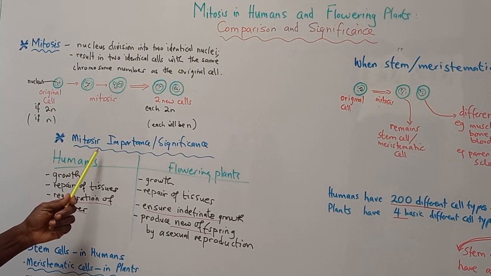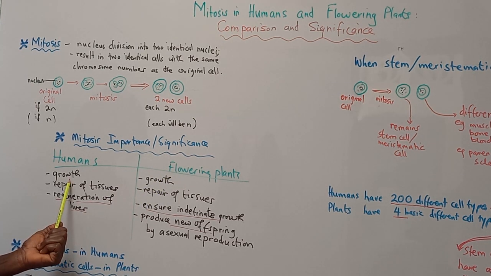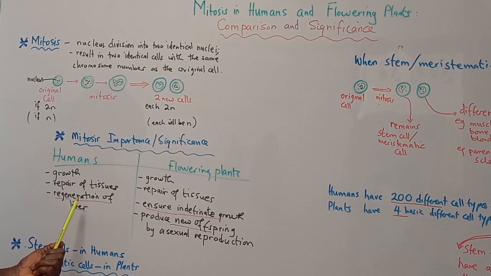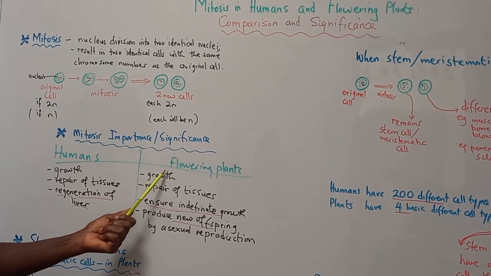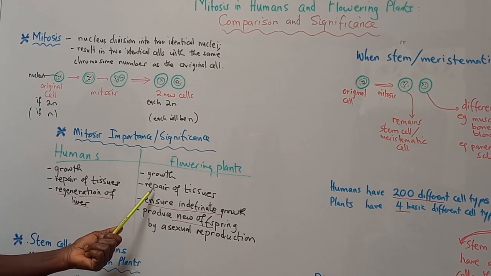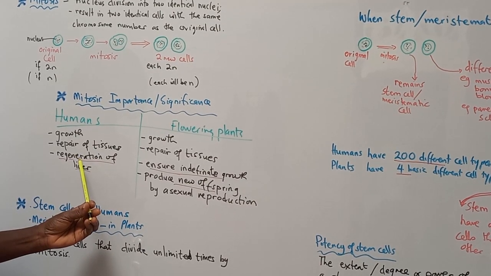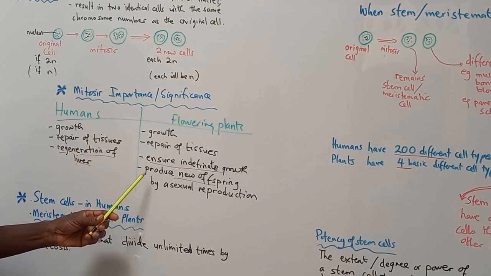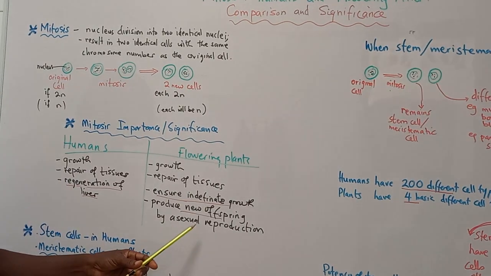Now, comparing mitosis in humans and flowering plants: in humans, it is for growth, repair of tissues, and regeneration of the liver. That's when the liver has problems, part of it spoils, it can regenerate. In flowering plants, you have growth, repair of tissues, and indefinite growth. Notice humans have definite growth. Mitosis in flowering plants also enables them to produce new offspring by asexual reproduction.